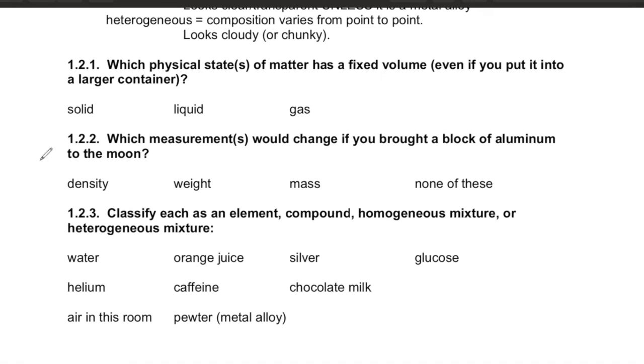So go ahead and pause this if you want to take a look at these. And then when we unpause, I'll go through these problems fairly quickly, just to make sure that we are all on the same page with these terms.